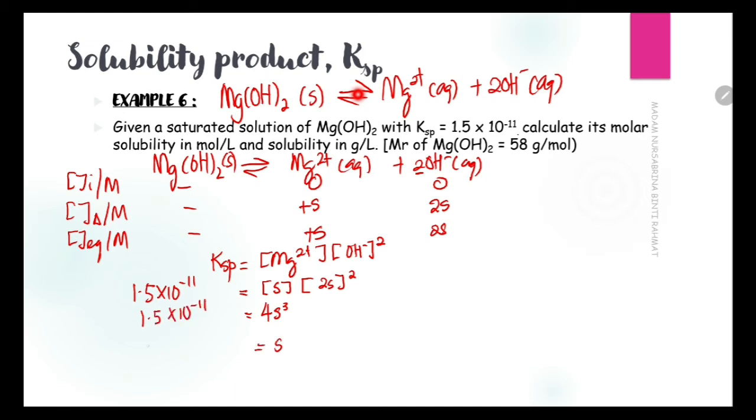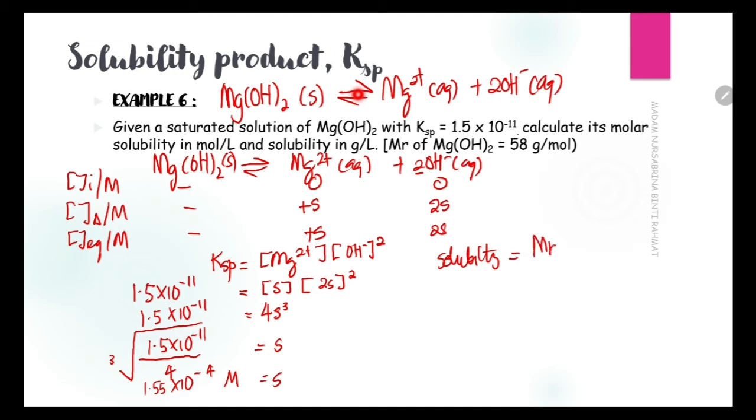If I want to calculate S, I divide my Ksp value by 4, and then take the cube root. So my S is 1.55 times 10 to the power of negative 4, and the molar solubility is in molar, the unit is M. So how do I convert this molar solubility to solubility? Solubility is simply the molar mass multiplied by the molar solubility.